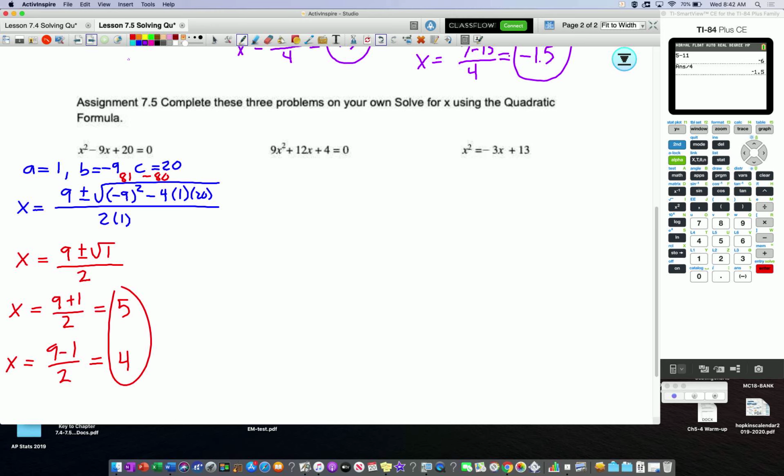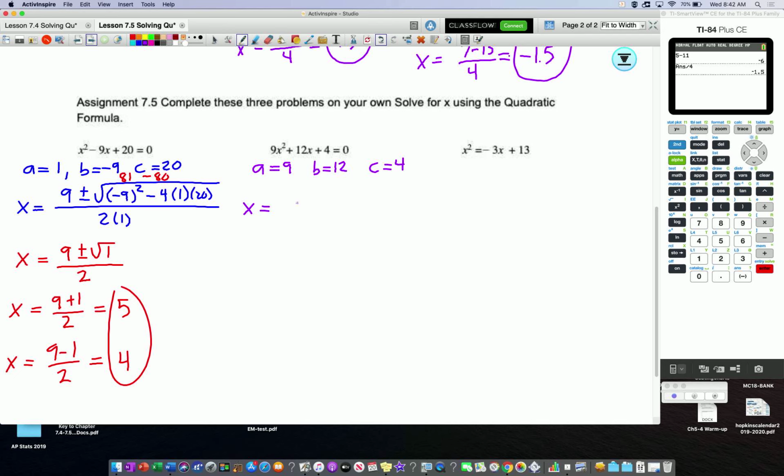All right, let's try the next one. So again, very nice that they're all by themselves. So A is 9, B is 12, and C is 4. What I mean is it's already written in general form, so you can identify your variables right away. Ooh, these numbers are a little bit bigger. Get a little more math.